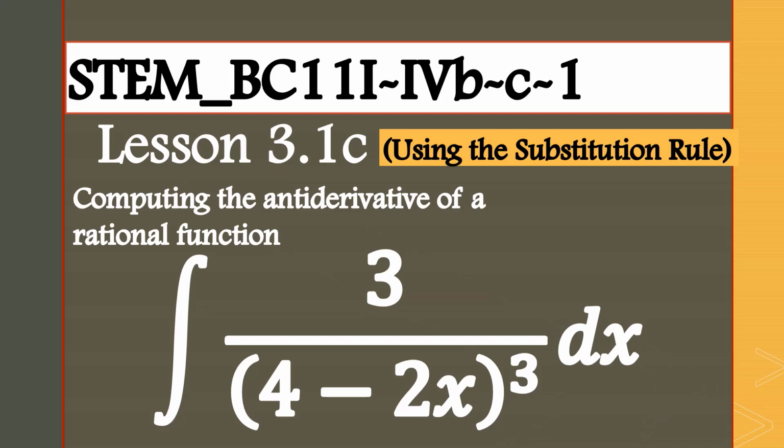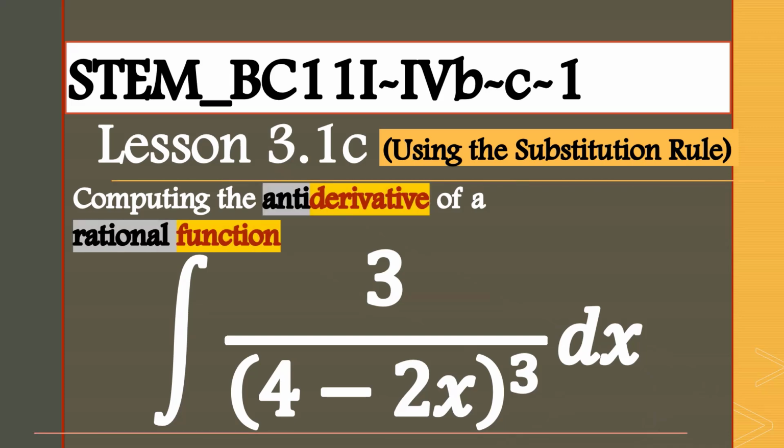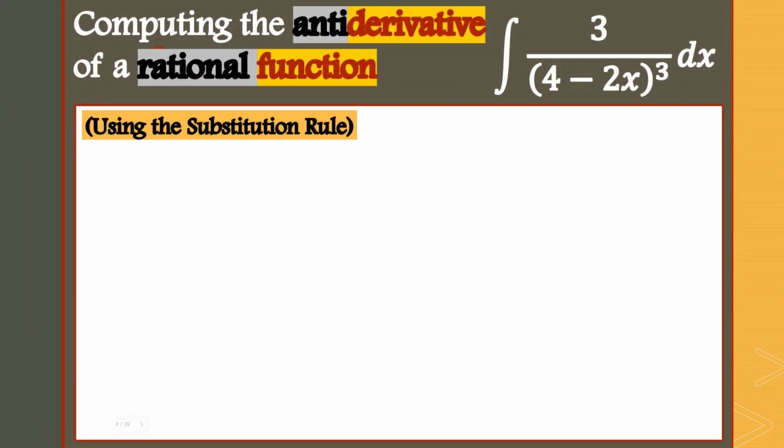Let's compute the antiderivative of this given rational function using the substitution rule. This same example was previously solved using the chain rule, and let me take note of that result so that we will be guided on the verification of whether our answer is correct or not.